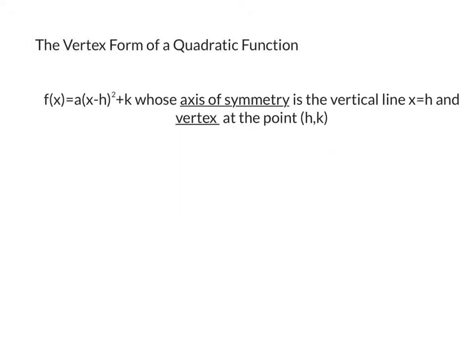All right, so the vertex form. It says f of x equals a times the quantity x minus h squared plus k, whose axis of symmetry is the vertical line x equals h, and vertex at the point (h, k). So in other words, we've practiced the details of a. Remember, a will give you stretch, it will give you compression, and it will also give you reflection.